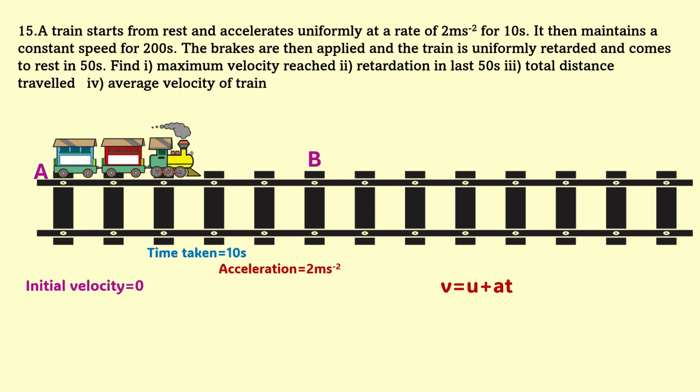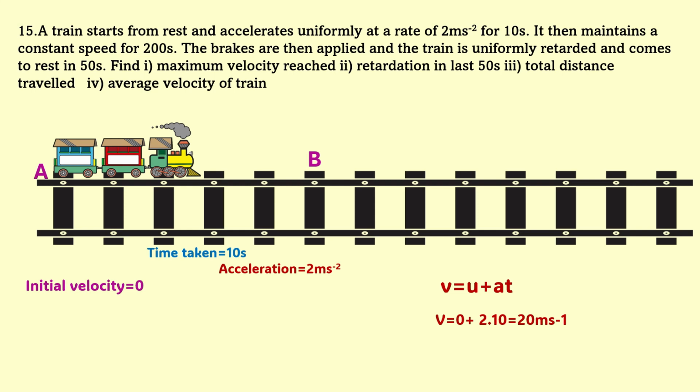So final velocity is what? You have to find out: initial velocity is 0, acceleration is 2 meter per second square and time taken is 10 seconds. So from that you are getting the final velocity as 20 meter per second.